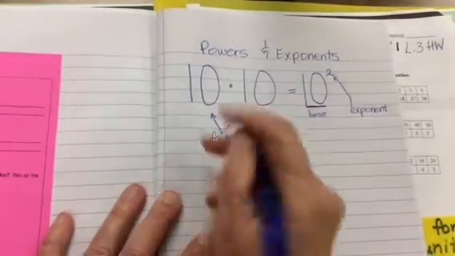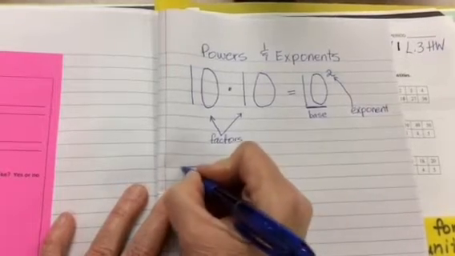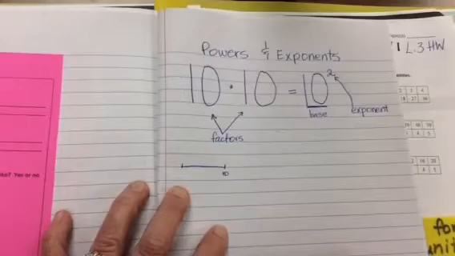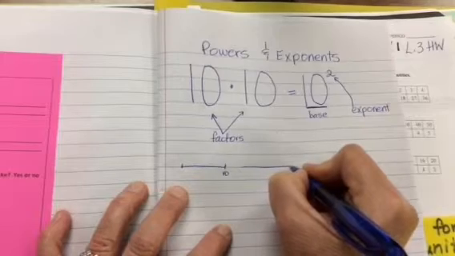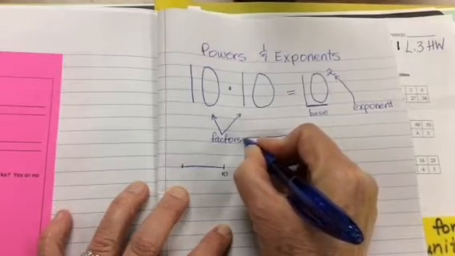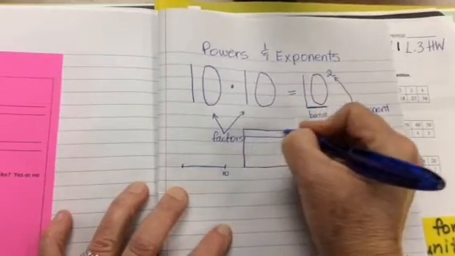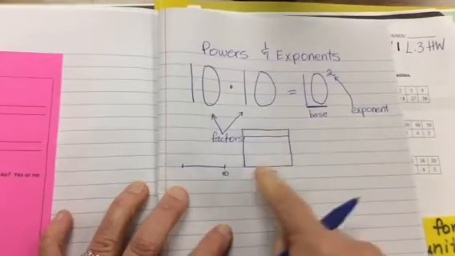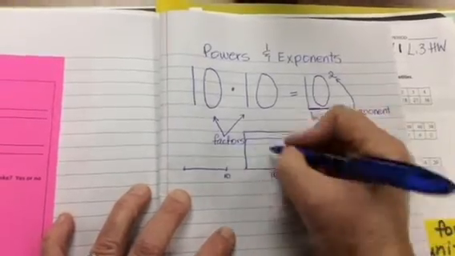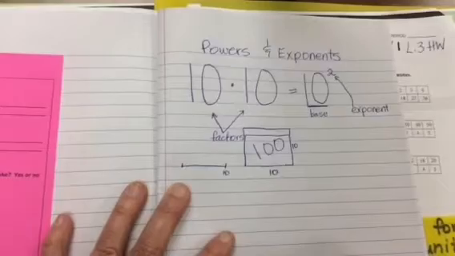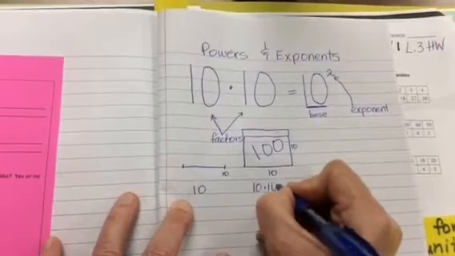Okay, so just to illustrate this, 10 times 10. I have a line segment that measures 10, whatever your units are. But if I take that line and multiply it times 10, let's pretend this is a square. So I have 10 length and 10 width, or height, however you want to say it. Well, 10 times 10 is 100. So this is 10, and this is 10 times 10.